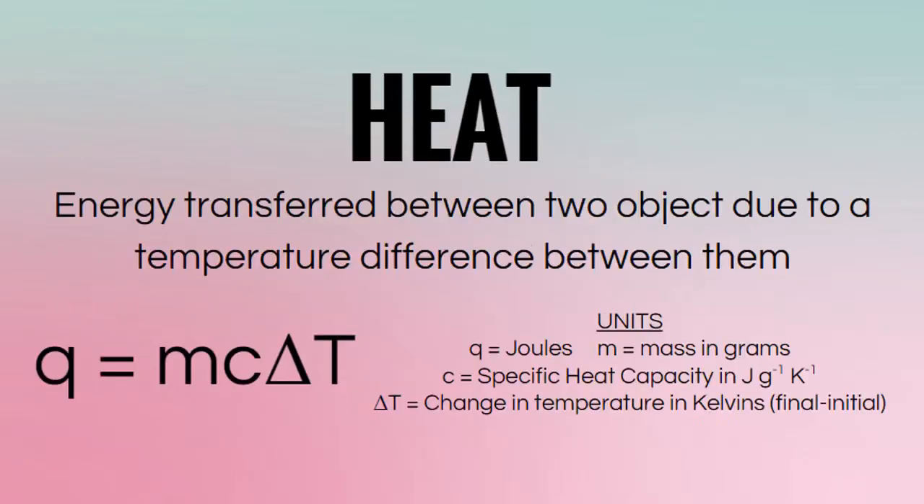What is heat? Heat is the energy transferred between objects that are at different temperatures. Energy is always transferred from high to low energy until thermal equilibrium is reached. The unit for heat is joules. Q equals mc delta T is the heat transfer equation. The units for Q are joules.